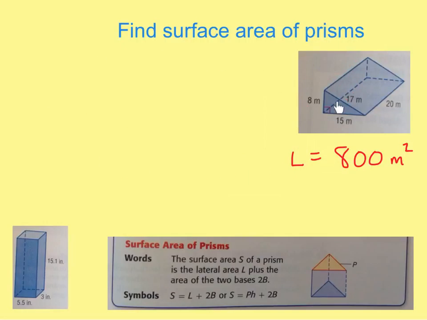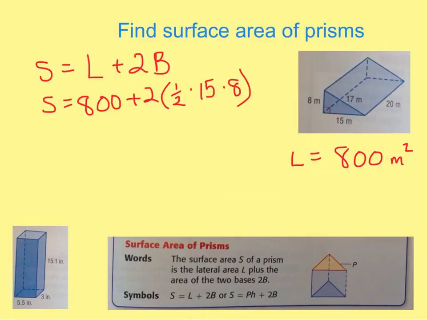So I'm going to solve this triangular prism as though I've already found the lateral area, and I'm going to find the surface area now. So I'm going to use this formula right here. I'm going to plug in the lateral area that I know, and then we'll see what this looks like. So I plug in my numbers here. I know my lateral area is 800 meters squared, and then I'm going to take 2 times the surface area of the base. Okay, now this base is a triangle, so I know that's 1/2 base times height, so that's what I've taken here. The base was 15, and the height of the triangle was 8.